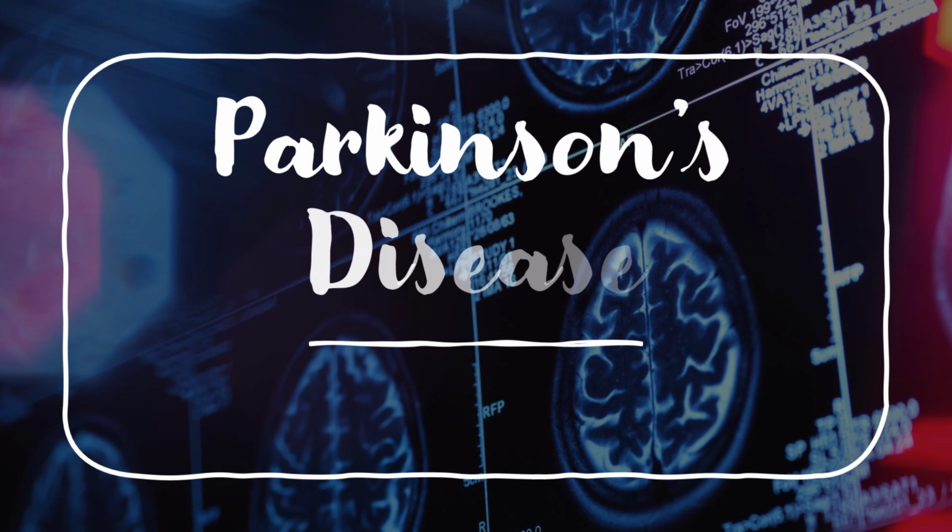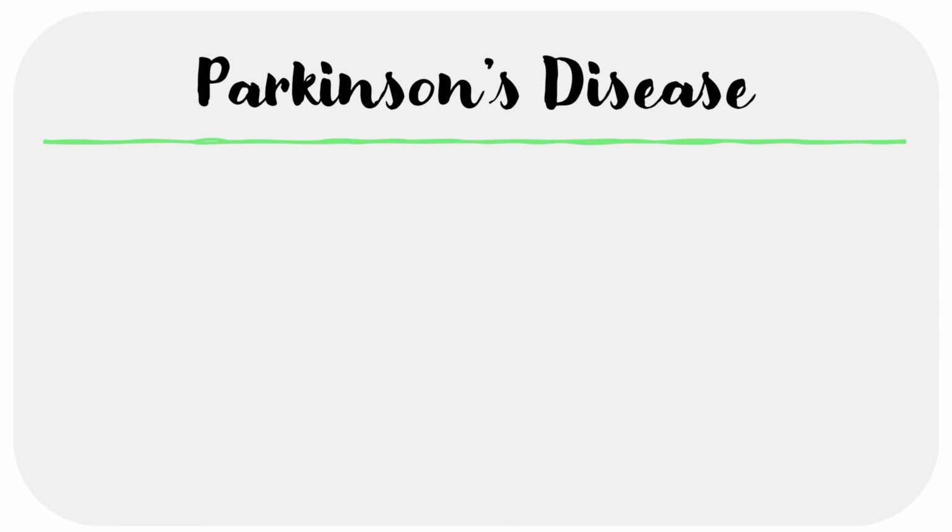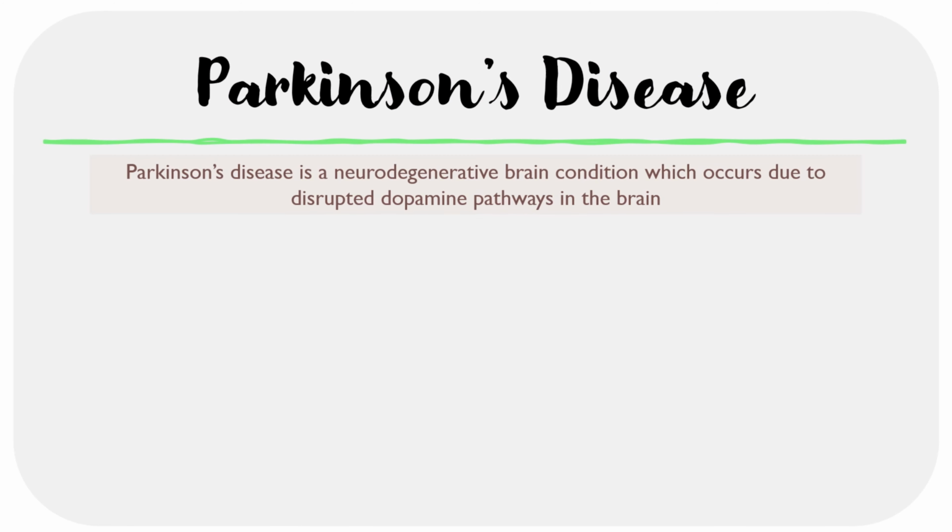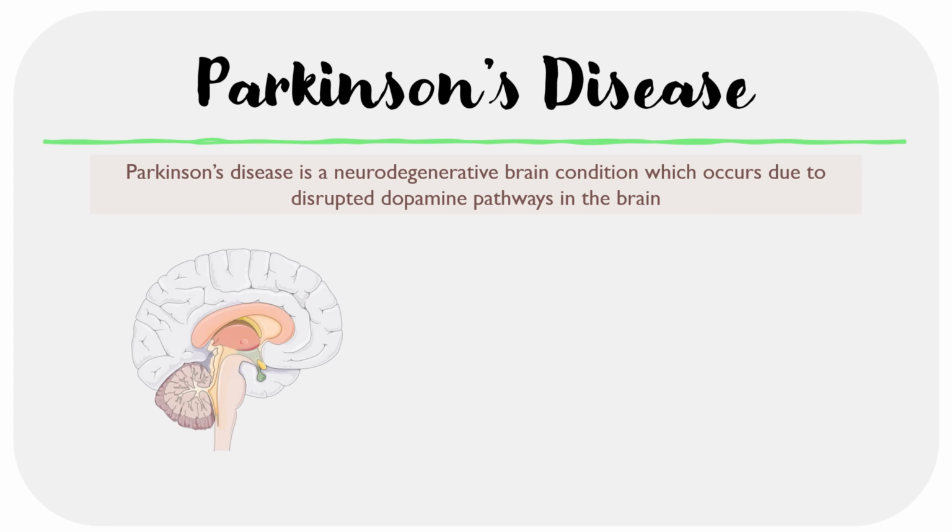Today we're going to be taking a look at Parkinson's disease, which is another video in our clinical neurology series. As a starting point, we can define Parkinson's disease as a neurodegenerative brain condition which occurs due to disrupted dopamine pathways within the brain.